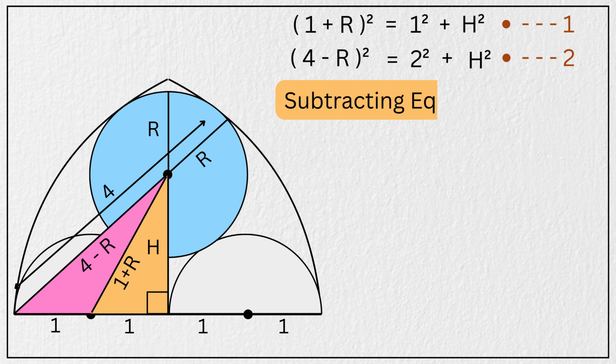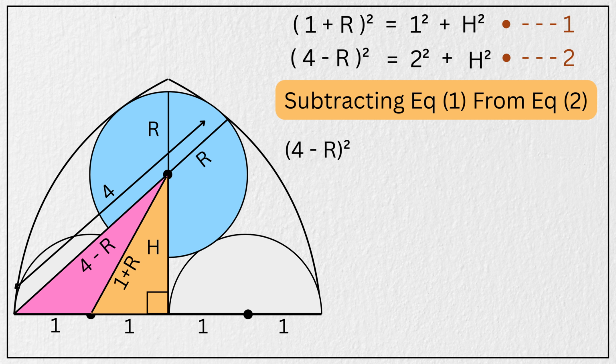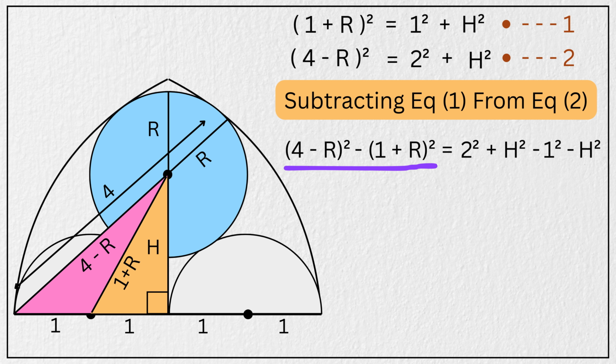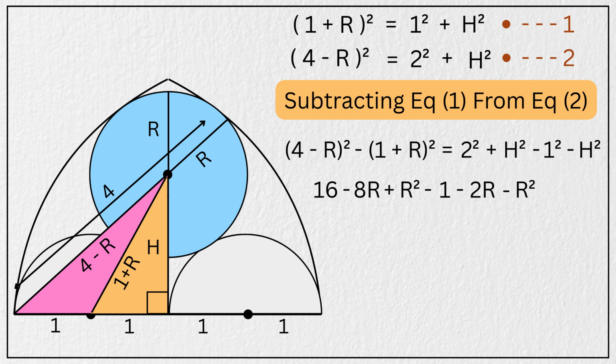So let's subtract equation 1 from equation 2, and we get (4 minus r) squared minus (1 plus r) squared equals 2 squared plus h squared minus 1 squared minus h squared. Simplifying this using algebraic identities and canceling h squared, we have 16 minus 8r plus r squared minus 1 minus 2r minus r squared equals 4 minus 1. Again canceling plus r squared and minus r squared, we get 16 minus 8r minus 1 minus 2r equals 3.